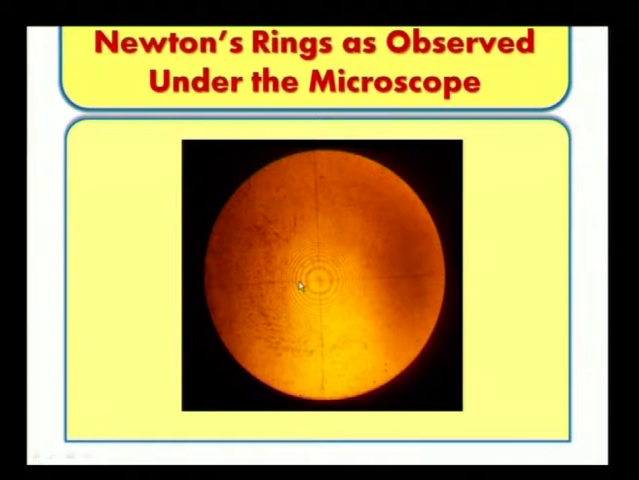Similarly, if you want to take the second ring, for instance, make the crosswire tangential to this edge, and move it to the right, and make it tangential with this edge. Then the difference in reading when the crosswire is tangential to this edge and similarly tangential to this edge will give you the diameter of that particular ring.